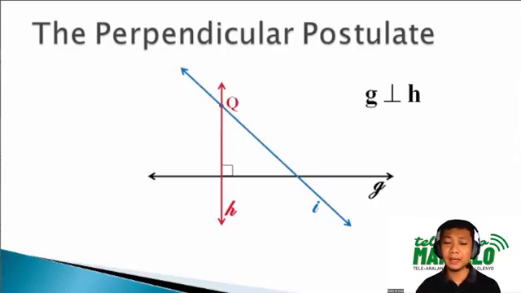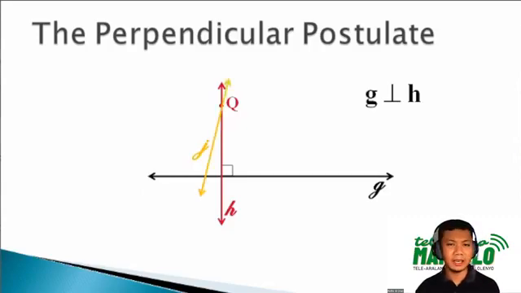And line G is perpendicular to line H. How about if we have line I that also passes through point Q, but it does not create 90 degrees? Okay, line I is not perpendicular to line G. How about line J, the yellow line? Using that point Q and passing through line G, but it does not create 90 degrees, line J is not perpendicular to line G.